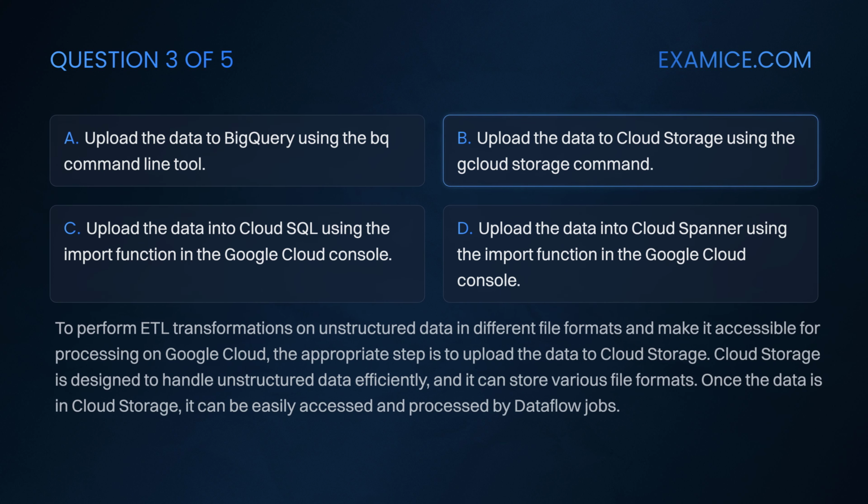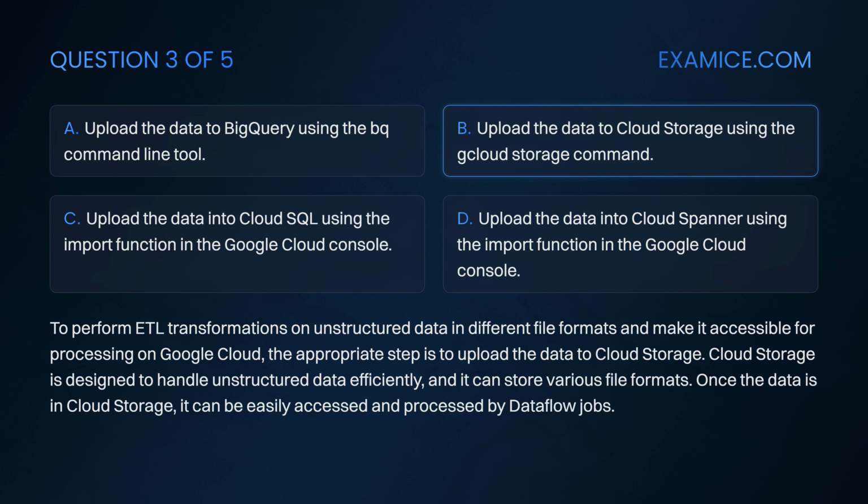To perform ETL transformations on unstructured data in different file formats and make it accessible for processing on Google Cloud, the appropriate step is to upload the data to Cloud Storage. Cloud Storage is designed to handle unstructured data efficiently, and it can store various file formats. Once the data is in Cloud Storage, it can be easily accessed and processed by Dataflow jobs.